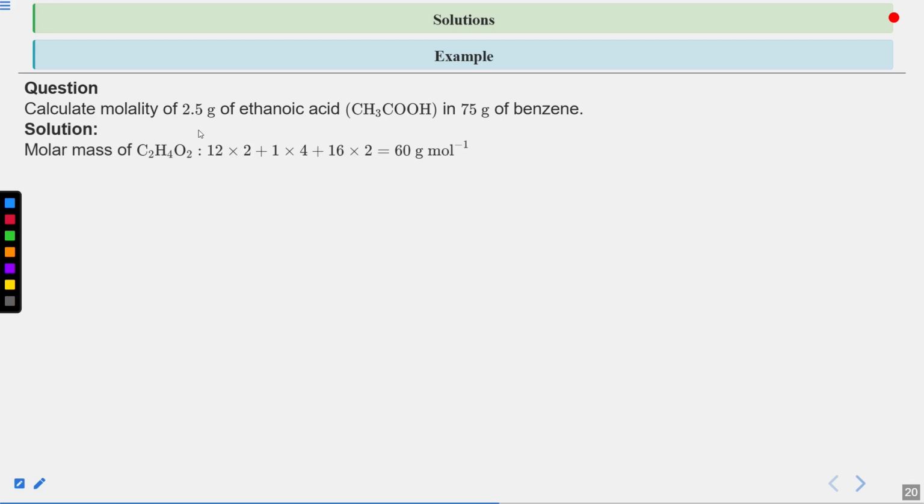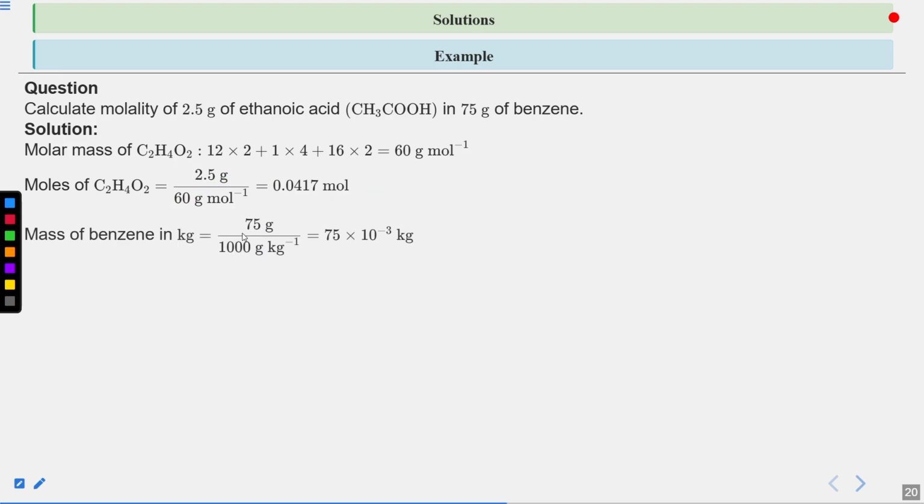First, we will calculate the number of moles of ethanoic acid, because the formula says number of moles of solute divided by mass of solvent in kg. For that, we have calculated the molar mass. It comes out to be 60 gram per mole. Then the number of moles is calculated by dividing given mass by molar mass, which equals 0.0417 mole.